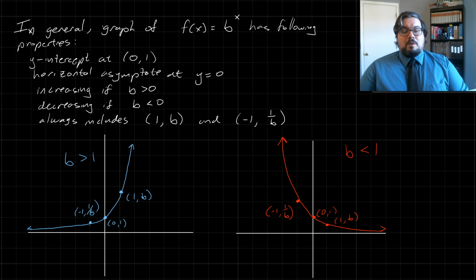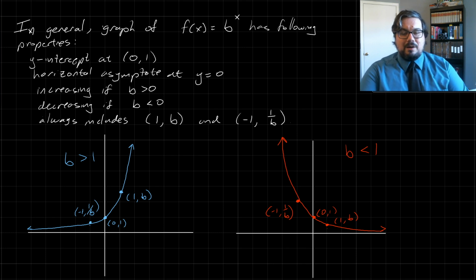So these are what the graphs of the exponential functions b to the x look like. Also, as we saw before, we can read the domain and range of these functions here. The domains of both of them are all real numbers, and the ranges are all positive numbers, the open interval from 0 to infinity, as mentioned before.